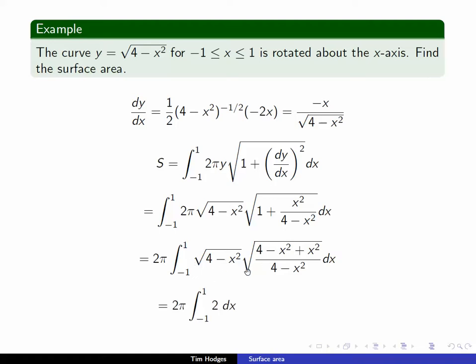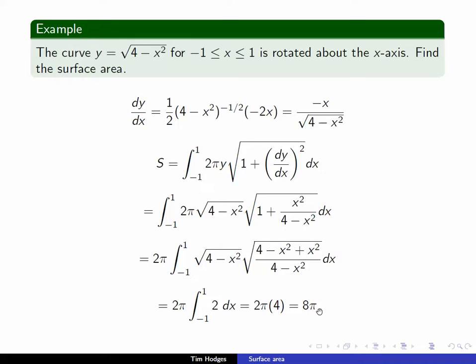So now the root 4 minus x squared on the bottom will cancel out with the root 4 minus x squared here. And that'll leave us with just a root 4, which of course is 2. When we take the integral from minus 1 to 1 of 2, we just get 4. So our final answer is 8 pi.